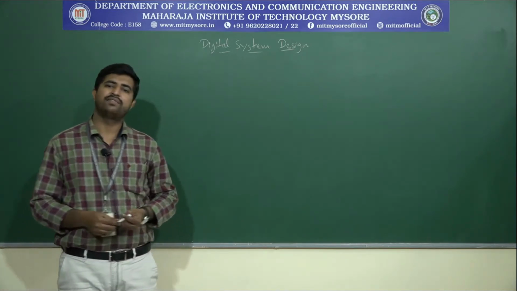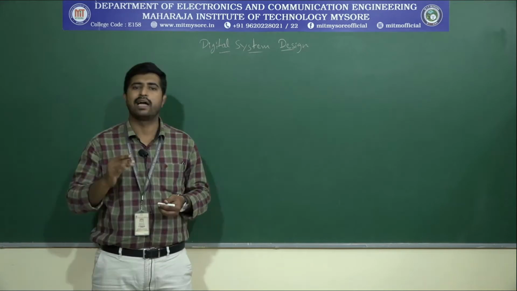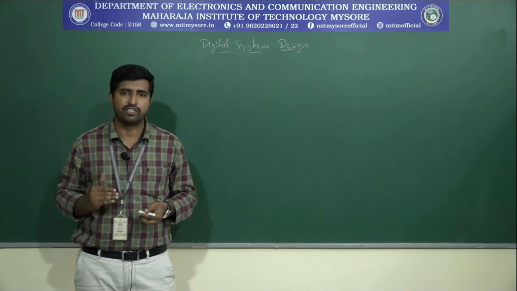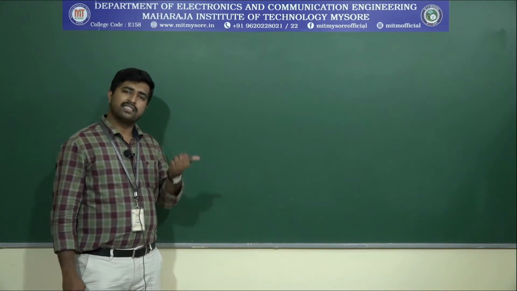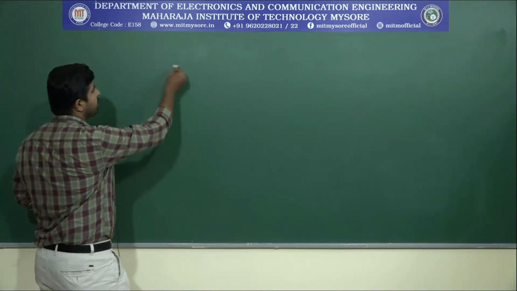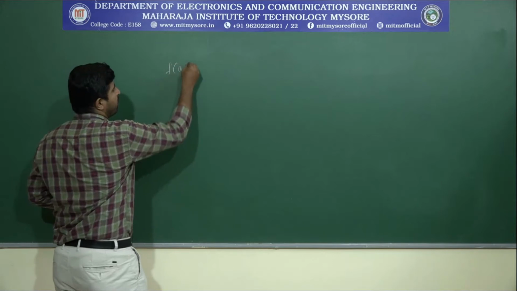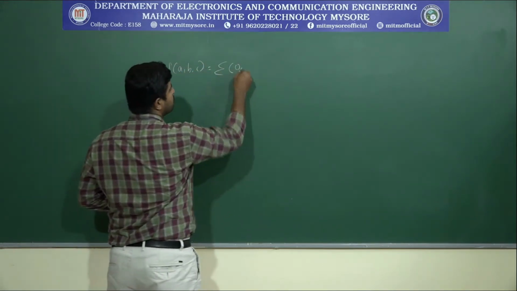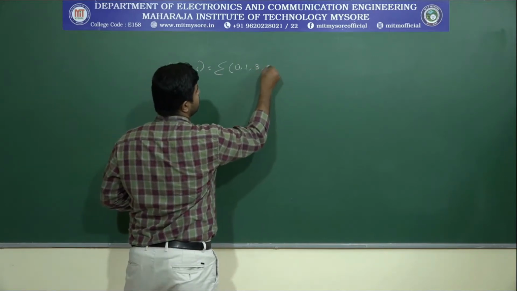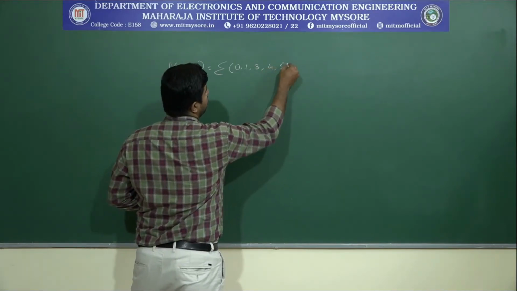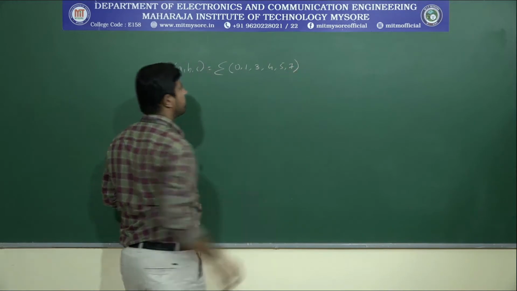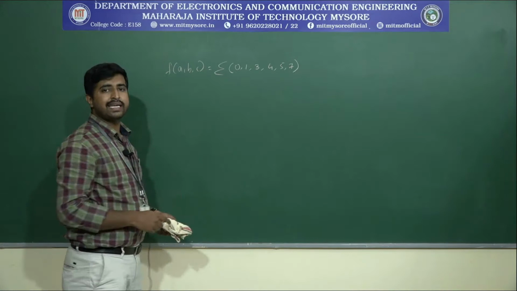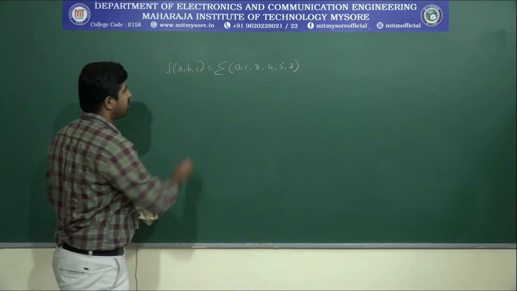So in the last class we understood what a K-map is and how to get a simplified equation for a given Boolean equation. Okay, let's take another example. So I will take f(a, b, c) = summation of 0, 1, 3, 4, 5, 7. So this is the Boolean equation. Let's write the K-map for this equation.